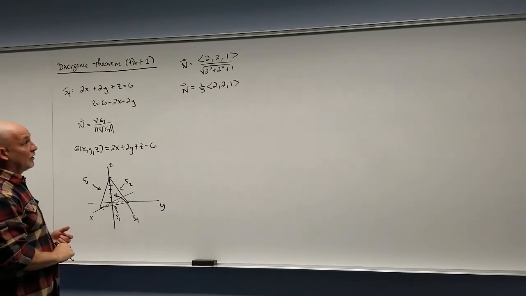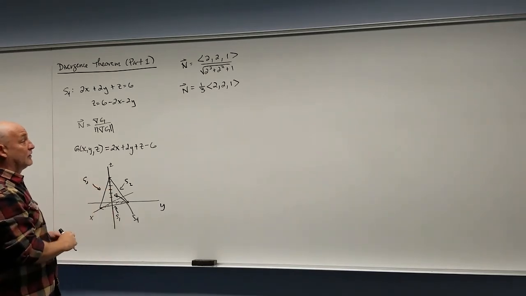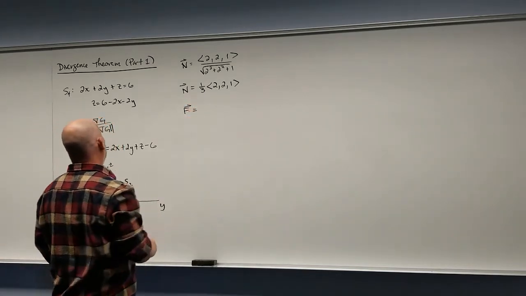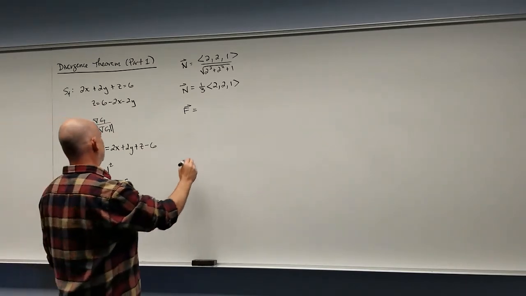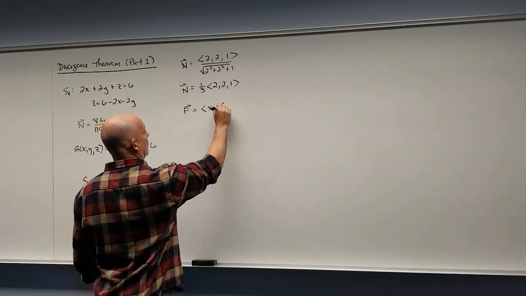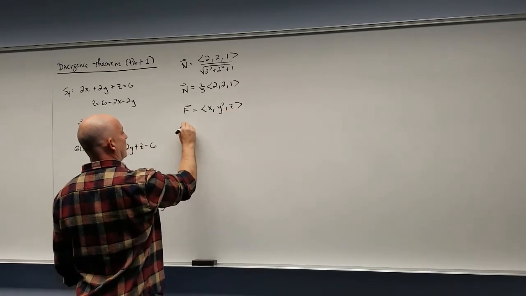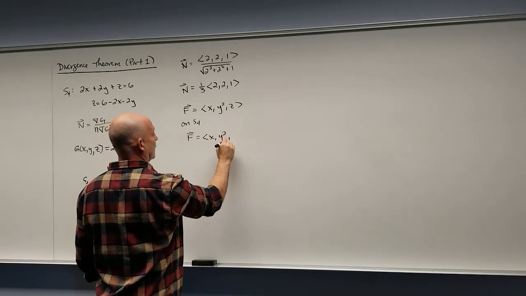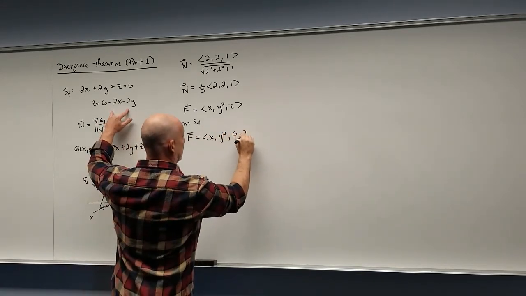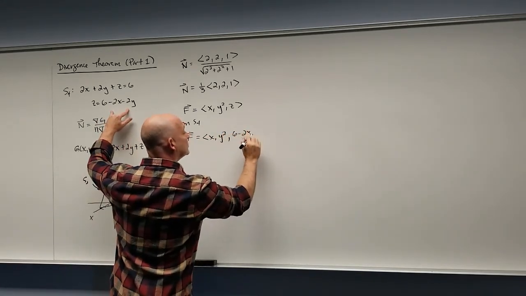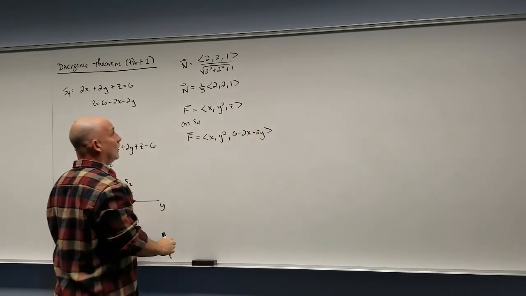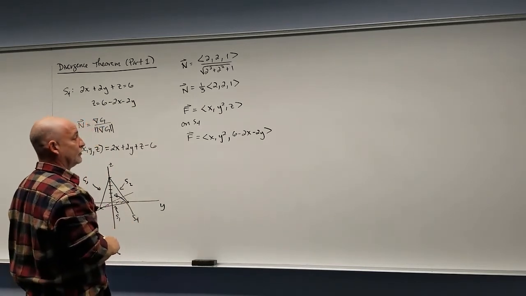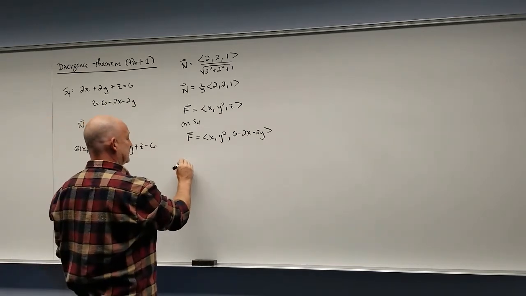We also need to figure out what dS is this time, because our dot product is not going to be 0. You can see our field on this surface was x, y squared, z. So on S4, just like we did before, our field is x, y squared, and we said z was 6 minus 2x minus 2y. You can see really quick that the dot product there is not going to give us a 0, so we're actually going to have to go through this.